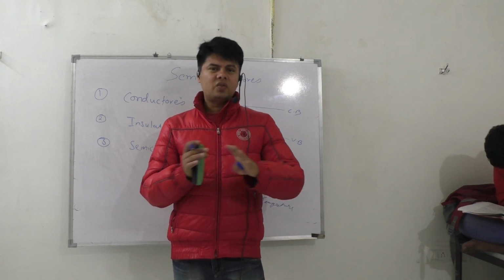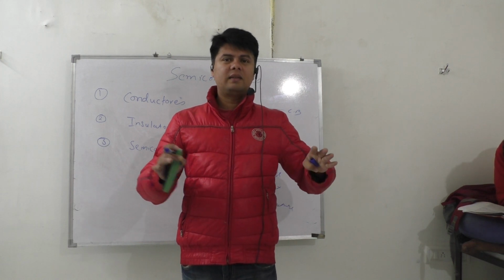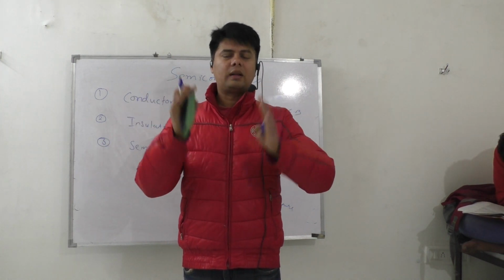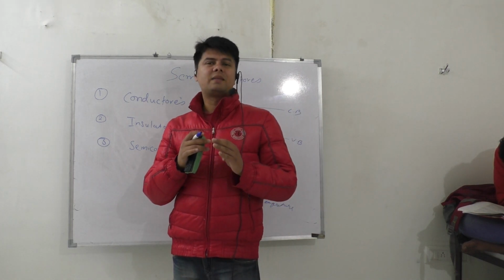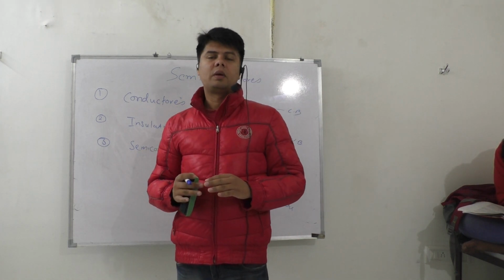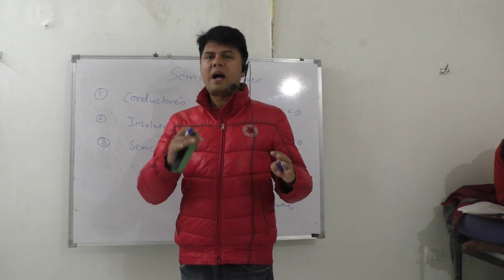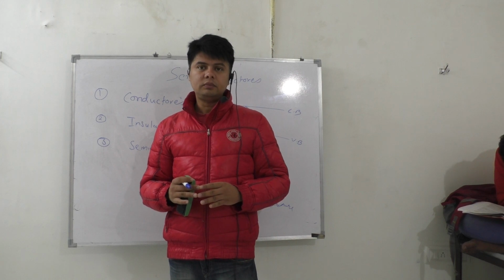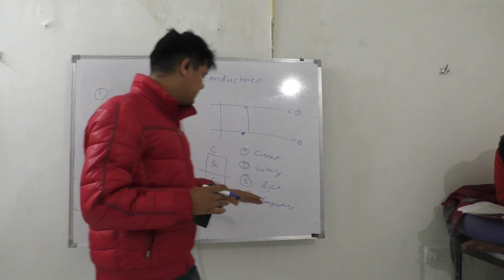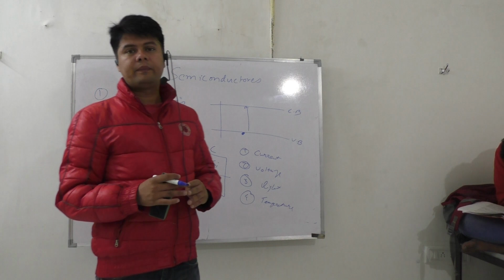Between these two states, conduction and insulation, there is another state called the semiconductor, whose conductivity lies between the conductor and the insulator. Partially they can conduct the current, partially they stop the current from passing. And these two materials are silicon and germanium.